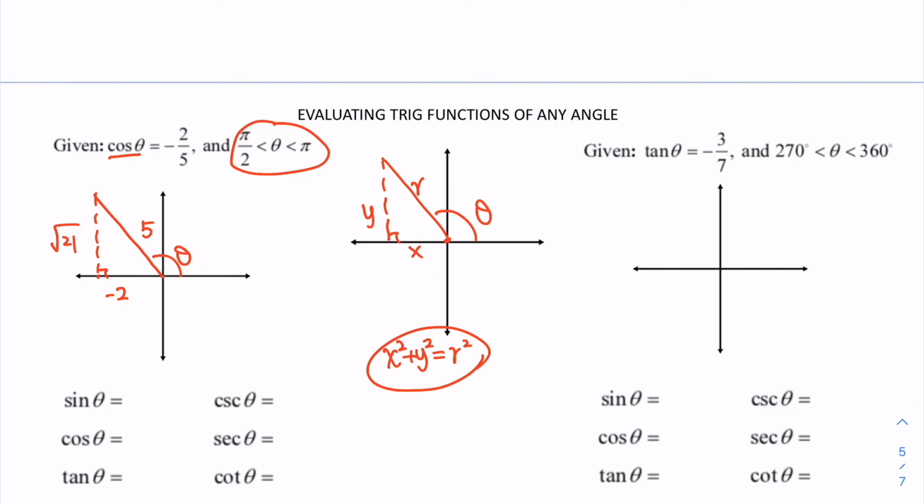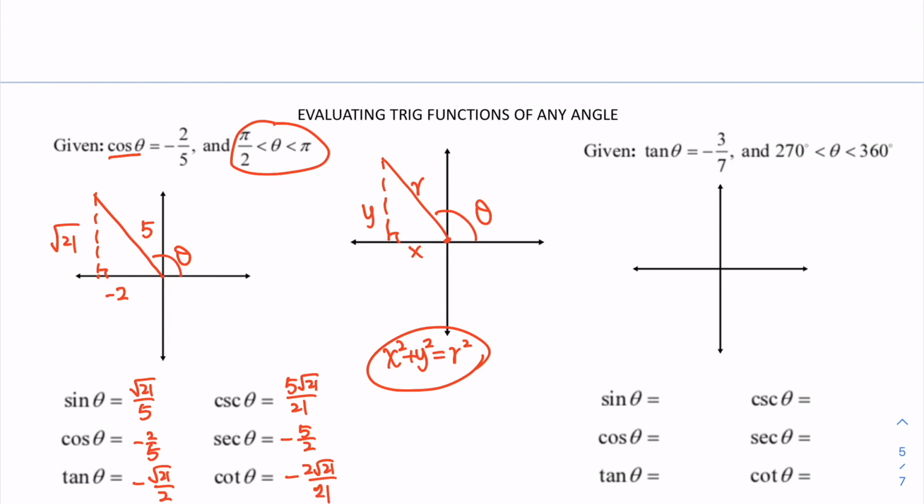So based on the definitions, sine of theta equals square root of 21 over 5. Cosine is given. Tangent, opposite over adjacent, negative square root of 21 over 2. Cosecant, 1 over sine, so 5 square root of 21 over 21. Secant, negative 5 over 2. Cotangent, negative 2 square root of 21 over 21.